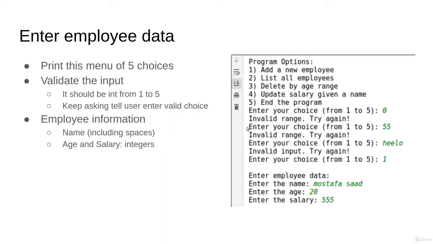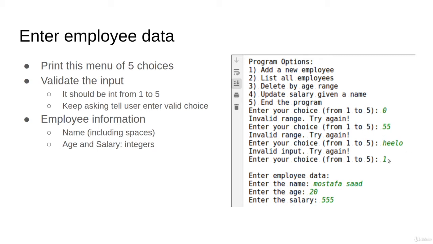So here is my personal code. When you start my own code, you will find the program runs as follows. It gives you the 5 choices here. And after that, the user is asked to enter a choice from 1 to 5. Now, like any good program, you should be able to handle invalid inputs to some extent. We expect the user to enter a number from 1 to 5. The user here inputs a number like 0, so we say this is invalid. 55, again invalid. Hello, also invalid.